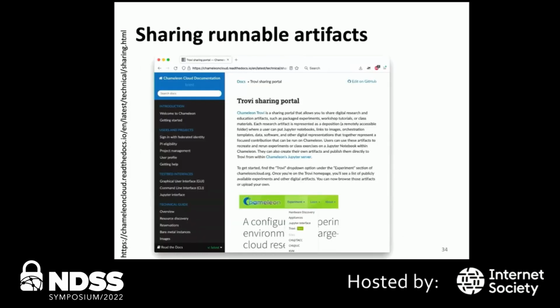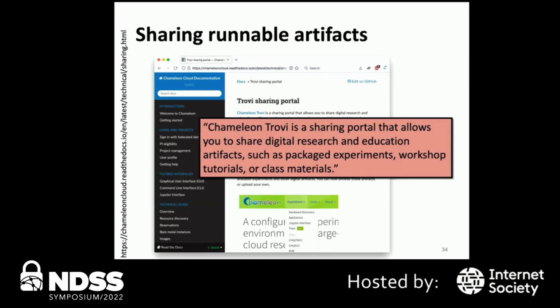So people are working on platforms for sharing runnable artifacts. This is documentation from a testbed called Chameleon. You can think of Chameleon as a cloud for doing research, and they have a particular component of their work called Trovy, a sharing portal that allows you to share research and packaged experiments that are performed on this testbed. Then you can go off and find those and potentially reproduce those experiments on the Chameleon testbed. So this works in terms of resource availability: you can find the artifact, and you should be able to reproduce it because Chameleon will give you the resources for reproducing it.